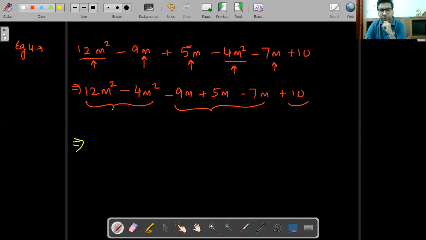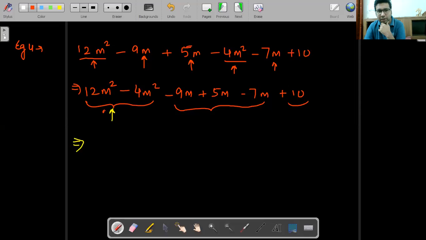Now in these two, I can directly say the answer is 12 minus 4. So take red only. Yellow is not fine. Okay, 12 minus 4 is 8. I can directly write the answer as 8m square, or I can go for taking common.